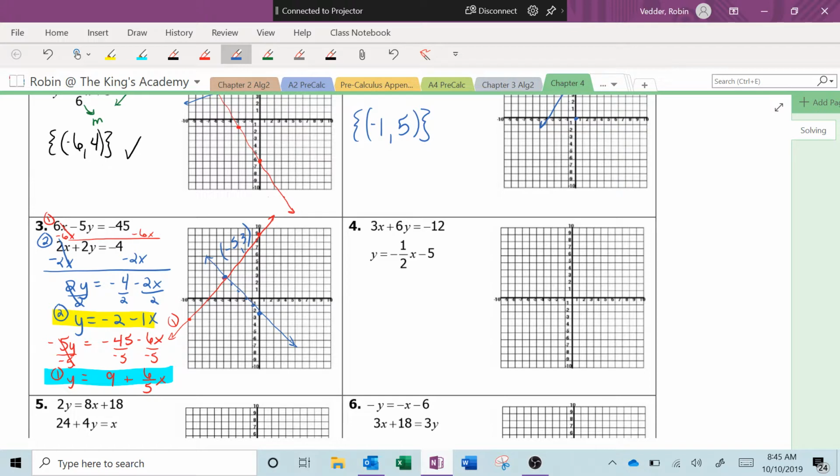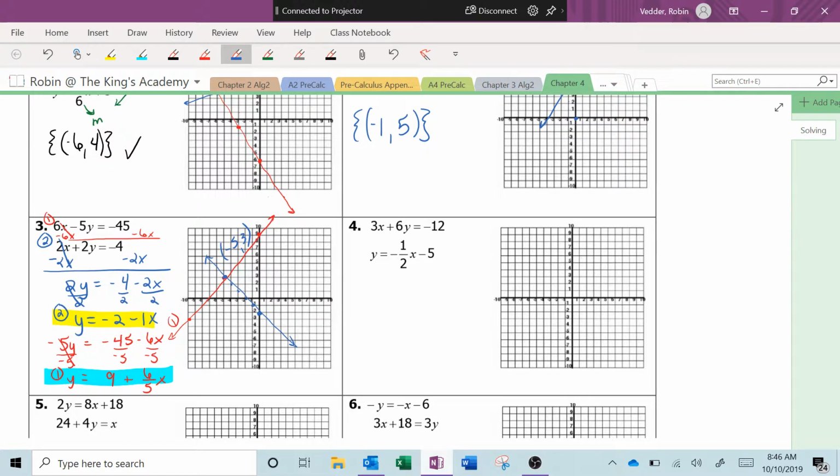Alright, so you guys got on this one, or you should have gotten, for this one, your solution should have been -5, 3.